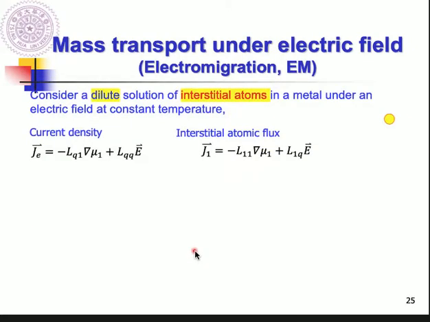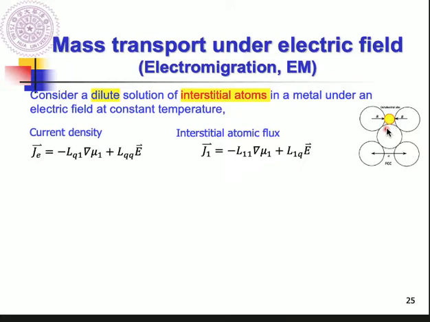Okay, so let's try to quantitatively calculate the effect when you apply an electrical field on the metal. So we consider that we have a metal, and this metal is doped with a dilute concentration of interstitial atoms. So this is an FCC metal, and we dope it so that a dilute interstitial atom exists in this metal. Then you apply an electrical field at constant temperature.